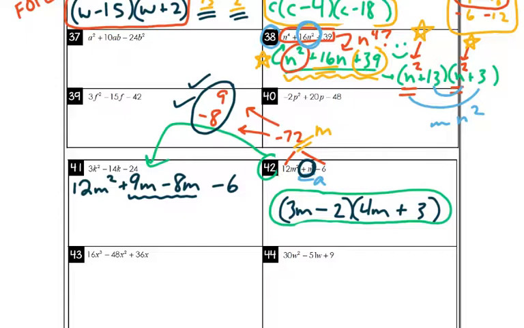Okay, hey, look how many terms we have. What do you think we're going to do? Yeah, we're going to be doing grouping. Okay, ready? So what can I take out of the first two terms? Oh, this has got a bunch. I've got a 3 in common and 1m. Leftovers? How about 4m plus 3?